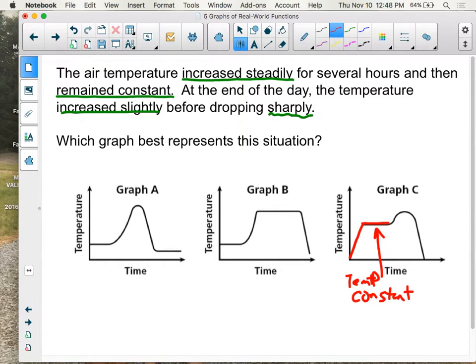Because while time increases, as x increases, the temperature isn't going up or down. It's staying the same. So the temperature represents a horizontal line there. Then it increases slightly, so it goes up a little bit, and then it decreases sharply. Good graph there. Hopefully you chose choice C. Let's do one more together.